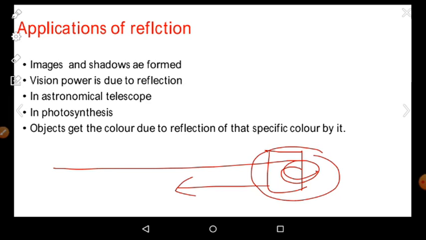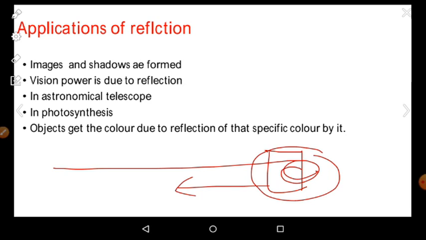For example, if an object is seen in blue color, then why does it seem to be blue? The reason is when white light strikes that object, all the colors are absorbed by the object except blue. So it reflects the blue color. Hence, it seems to be blue in color. So this is the reason why all the objects get their color.